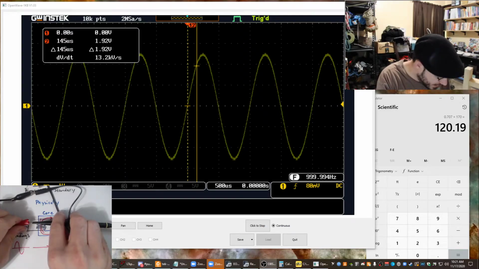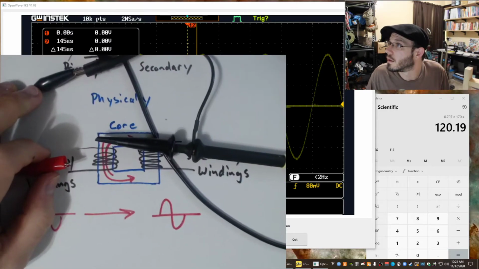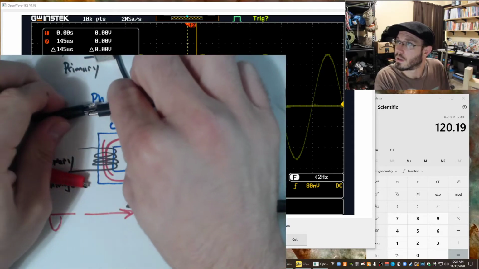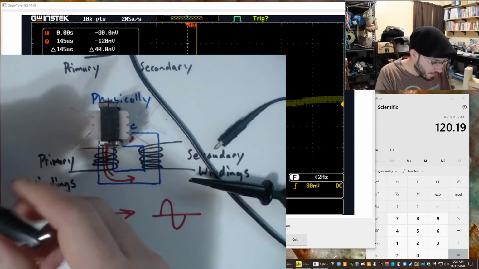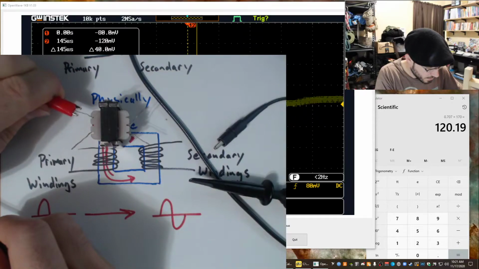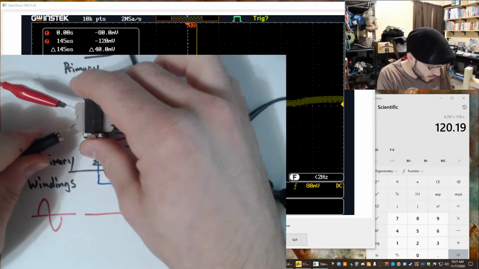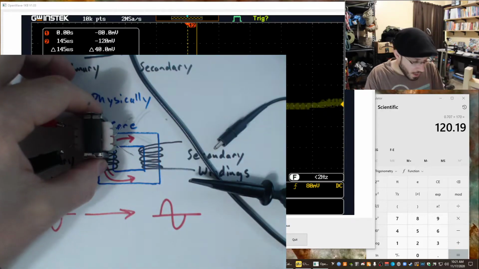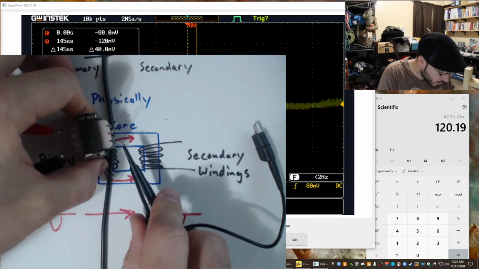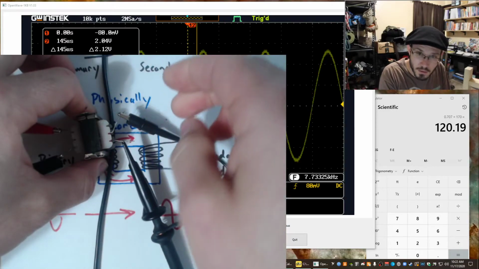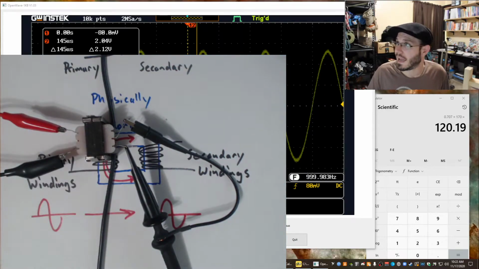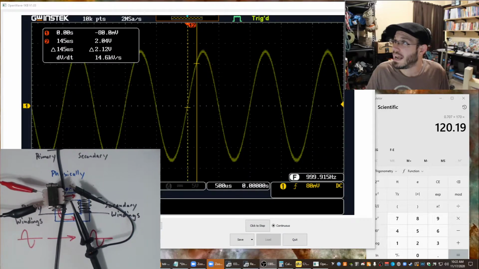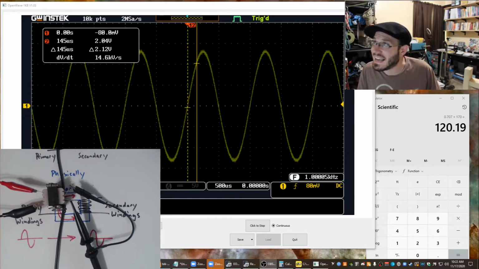And what I'm going to do is take my AC voltage source and connect it to the input of my transformer. I'm going to take the output and measure the output like this. Okay. Check it out. It's exactly what I said. I'm getting AC out of this.